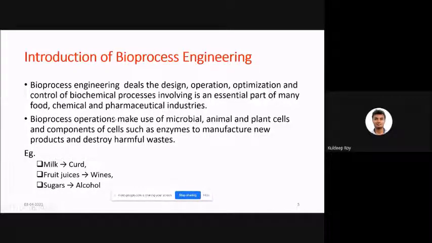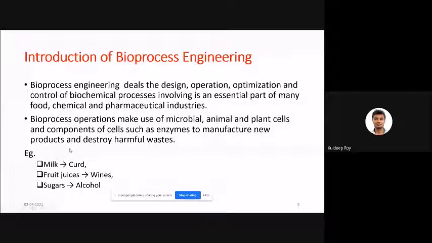Now, bioprocess operations make use of microbial, animal and plant cells and components of the cell, such as enzymes, to manufacture new products and destroy harmful waste. As I already told, these cells need to grow inside the reactor. So for their growth, you need optimum conditions where they will grow.